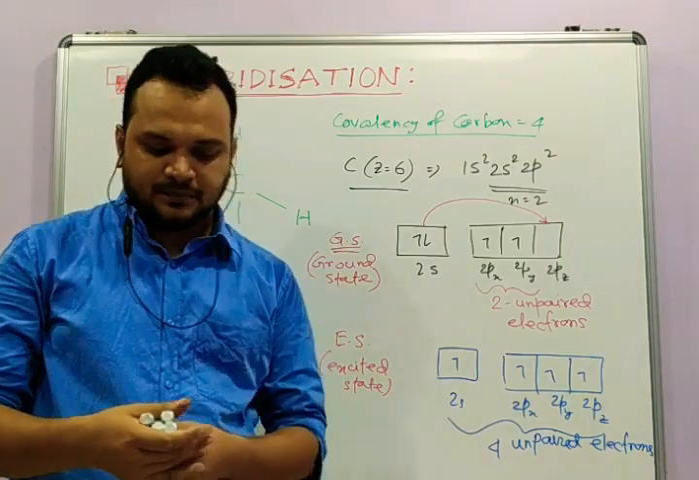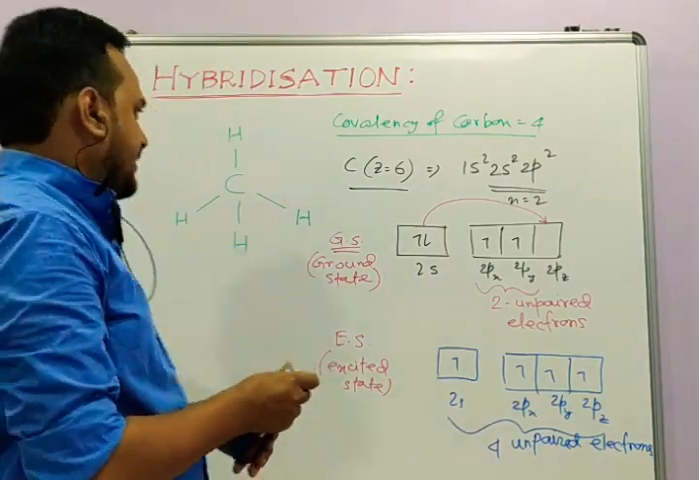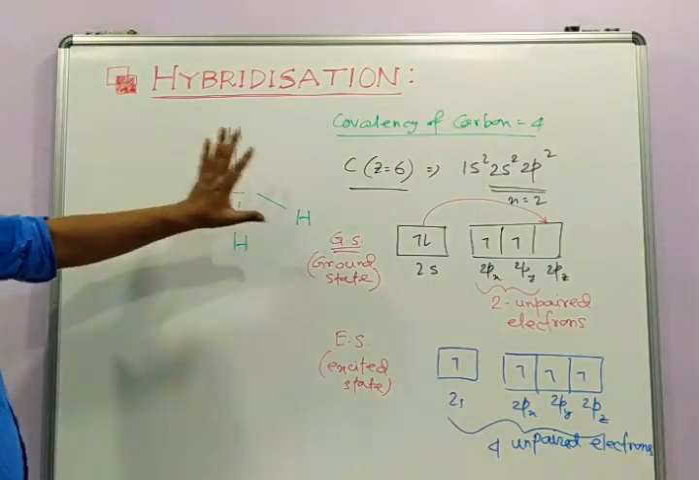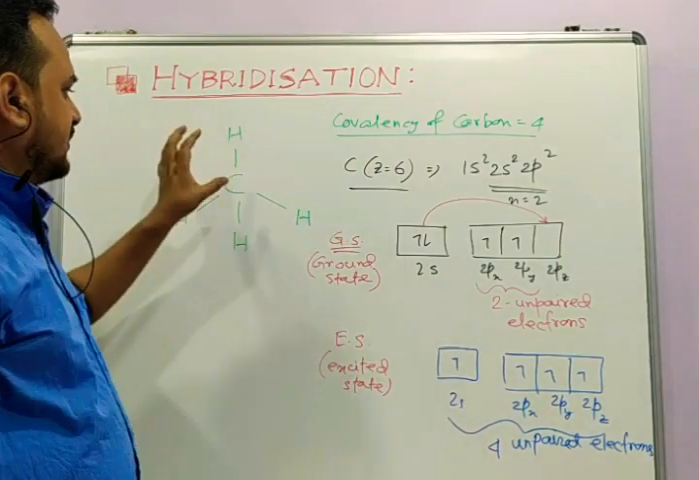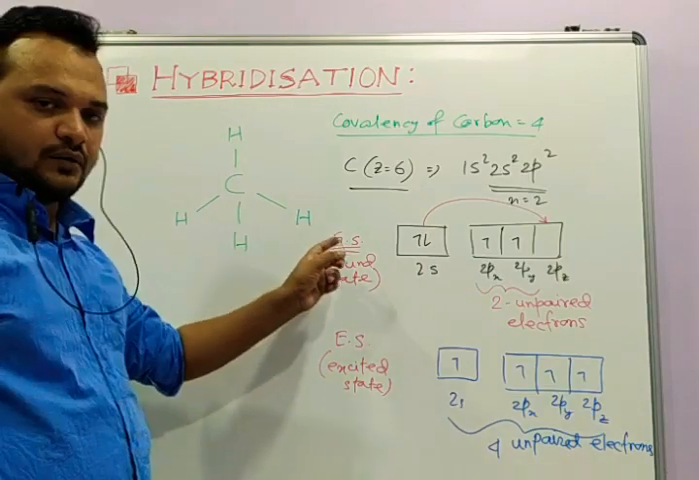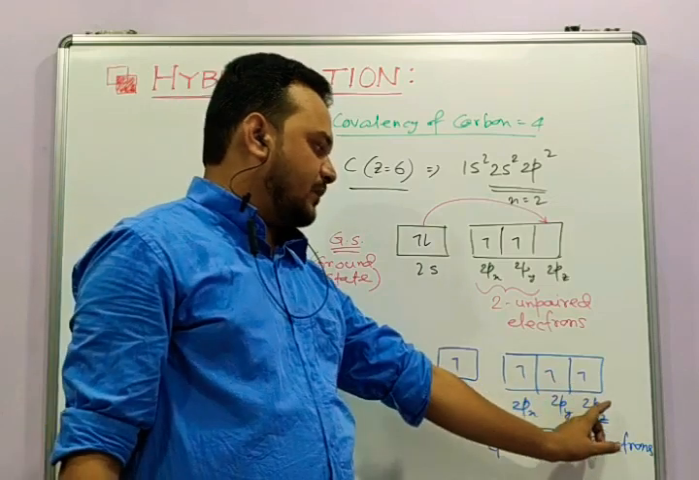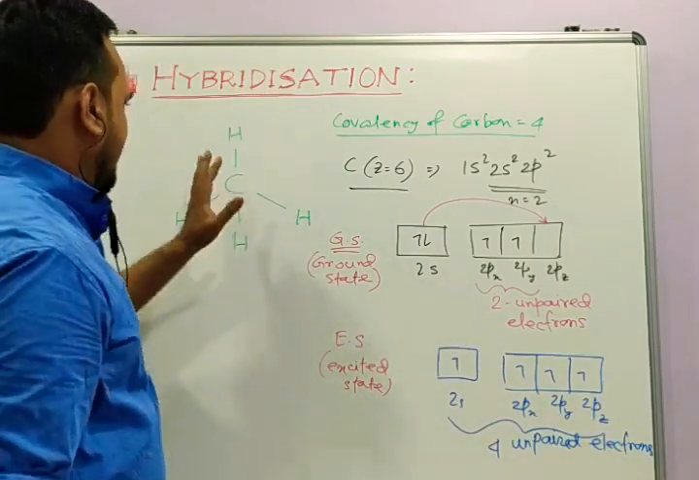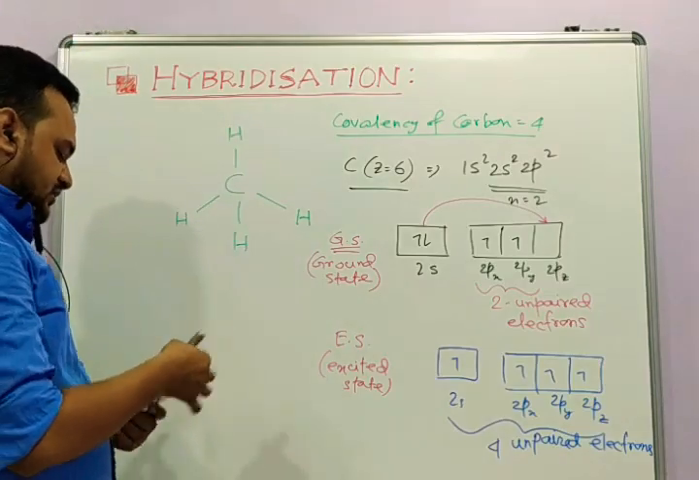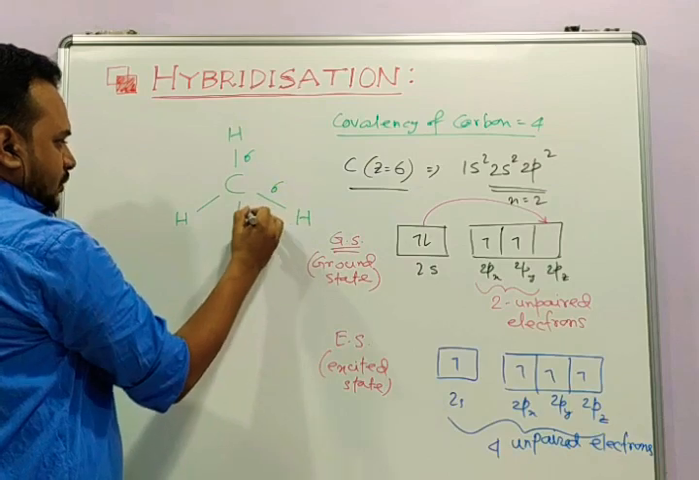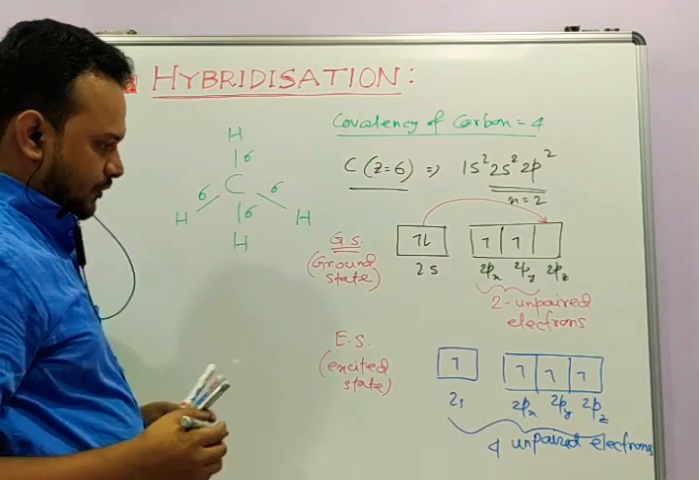So the covalency 4 can be explained in this way. But the problem arises in another way. Covalency 4 is now explained: the carbon atom before making the bond goes to the excited state from the ground state, where we can have 4 unpaired electrons, so we can have covalency 4. Now you know all these single bonds are sigma type of covalent bonds.